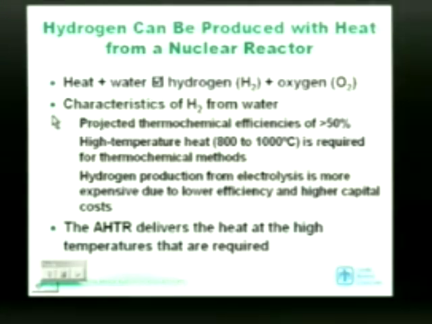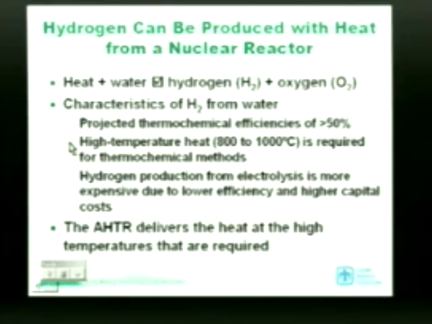Now for the little troublesome details. The characteristic of making hydrogen from water. First, the good news is projected thermochemical efficiencies are about 50%. That's really rather nice. And the complication: high temperature heat, 800 to 1,000 degrees C, is required for thermochemical methods.